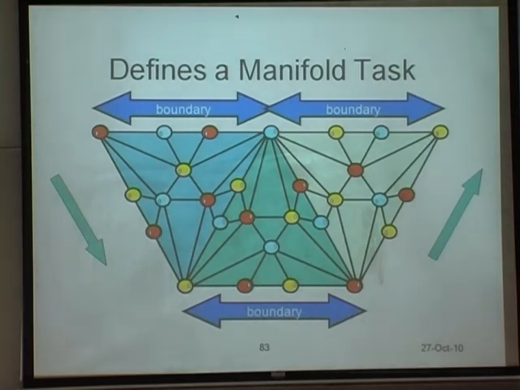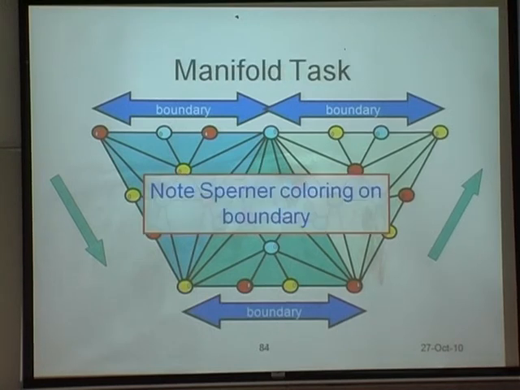So this is a manifold task. If you look at the boundary, this is a Schwerner coloring. So this is a manifold. Every edge is contained in 2 triangles. There's a boundary here. These are internal. And there's a Schwerner coloring on the boundary. So this is all red and blue. This is all blue and yellow. And this is all red and yellow.